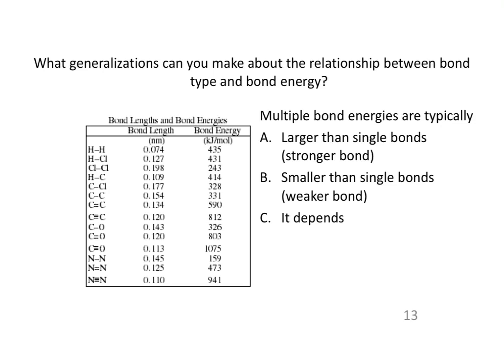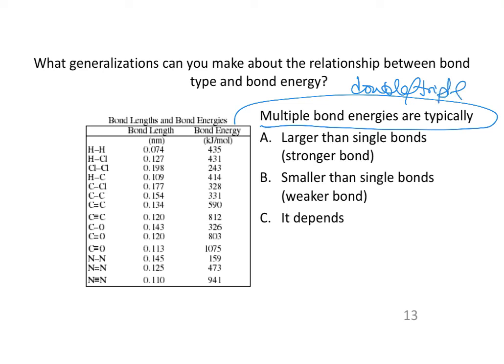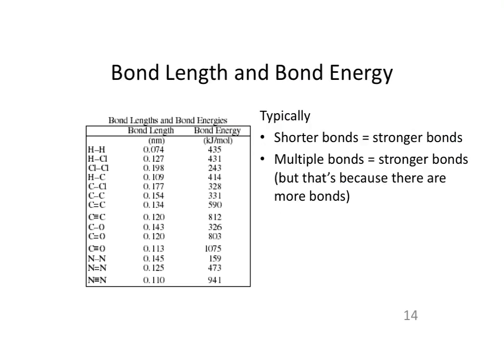Okay, so again, we kind of went over this already, but just to make sure, multiple bonds, so that means double or triple bonds, right? So double or triple bonds are stronger for sure than single bonds. So as a summary, the shorter the bond, the stronger it is, okay? And multiple bonds, double and triple bonds are also stronger.